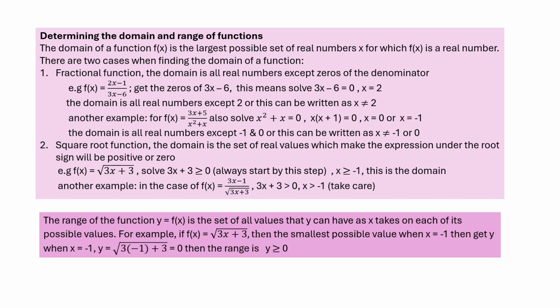The range of a function f of x is the set of all values y can have as x takes on each of its possible values. For example, in the case of f of x equals the square root of 3x plus 3, the smallest possible value is when x equals negative 1, because the domain is x greater than or equal to negative 1, so the smallest value of x is negative 1. So I plug in negative 1 in the original equation, and I get 0, so the range will be y greater than or equal to 0.